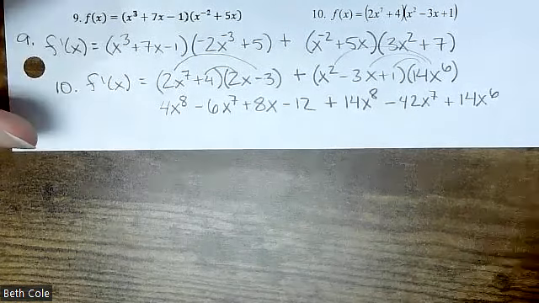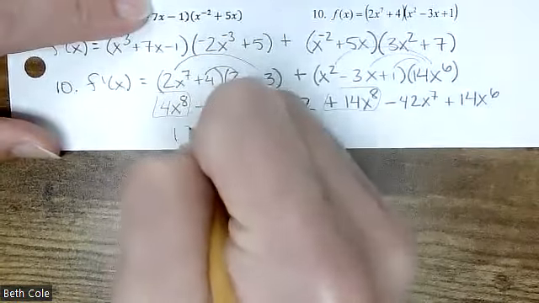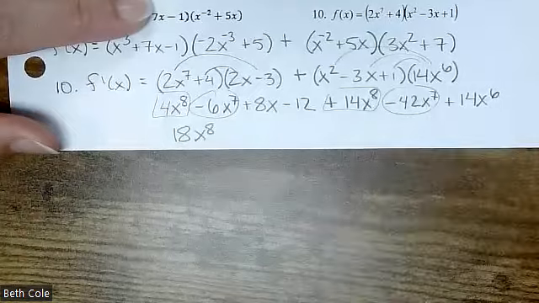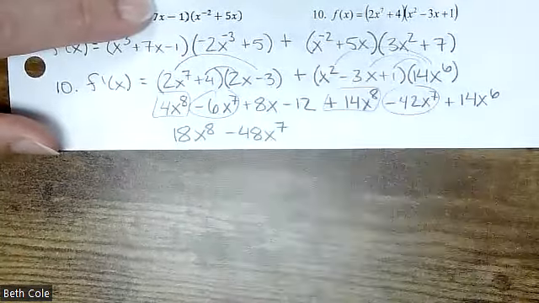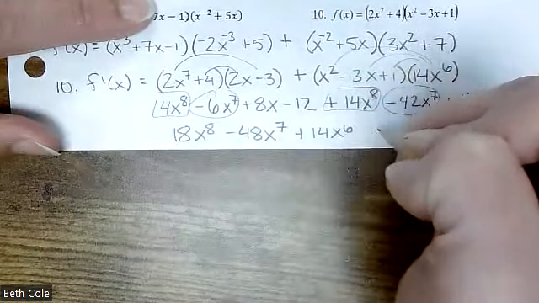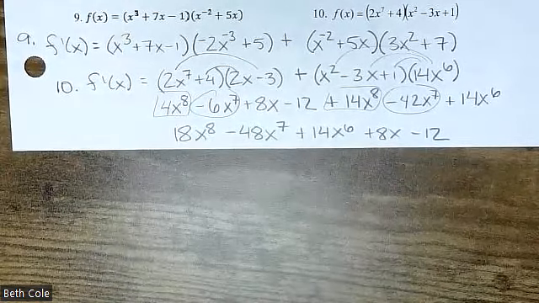So what's going to go together? x to the 8th, that would give us 18x to the 8th minus 48x to the 7th. And then I don't think any of the rest of that goes together, but I'm going to put it in descending order just because of my OCD. And then that's your answer.